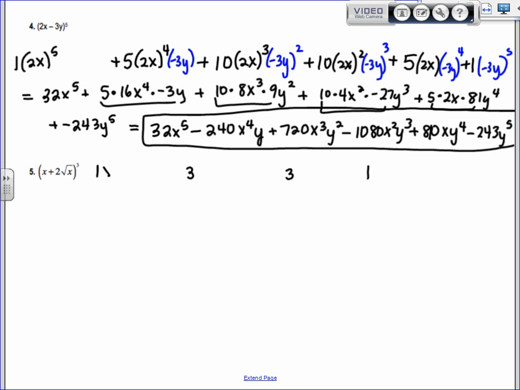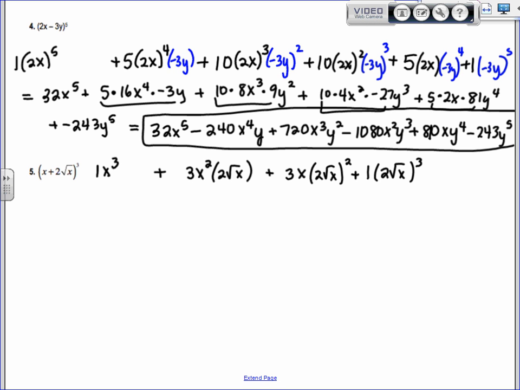All right, so I'm going to have x cubed, x squared, x, and no x's. And then my other thing is 2 root x. So I'm going to have one of the 2 root x's, another 2 root x, and another 2 root x, or cubed, right? So that. Okay, and I'm going to start simplifying.